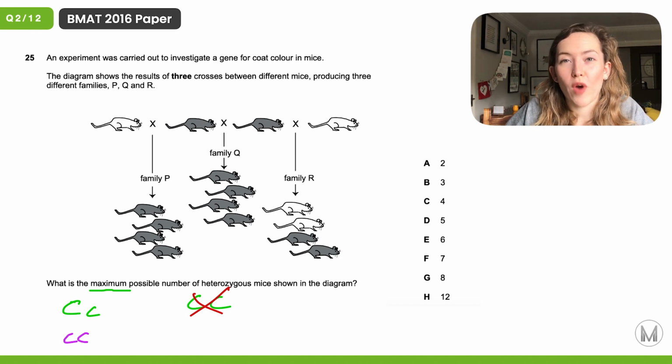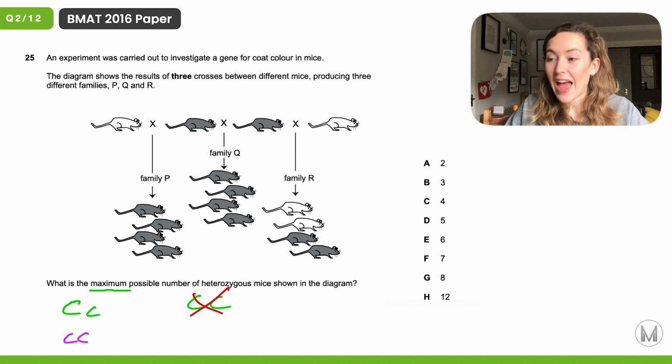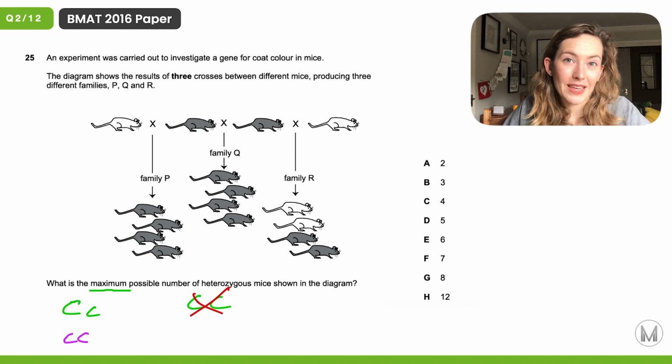We've got 12 grey mice and 4 white mice. So it's sensible to say that our white mice are the homozygous recessive. We want to maximise our heterozygous, hence the maximum number we can get are 12 heterozygous mice.